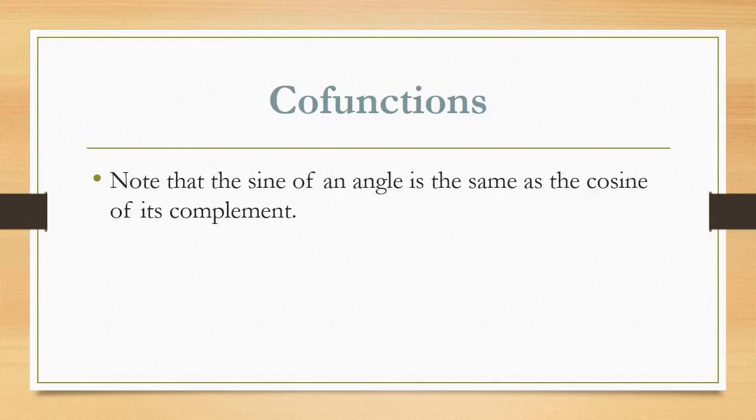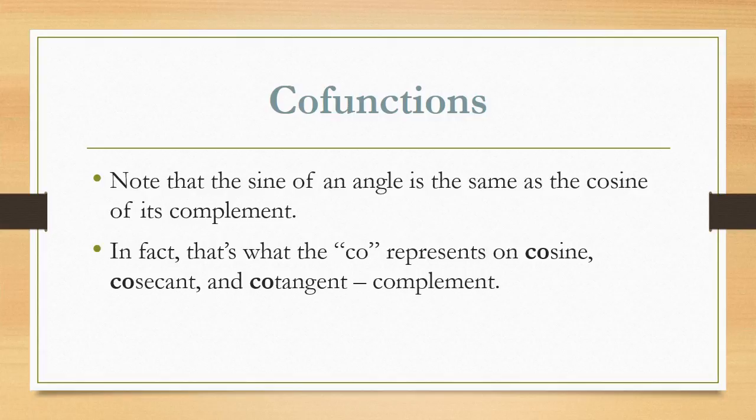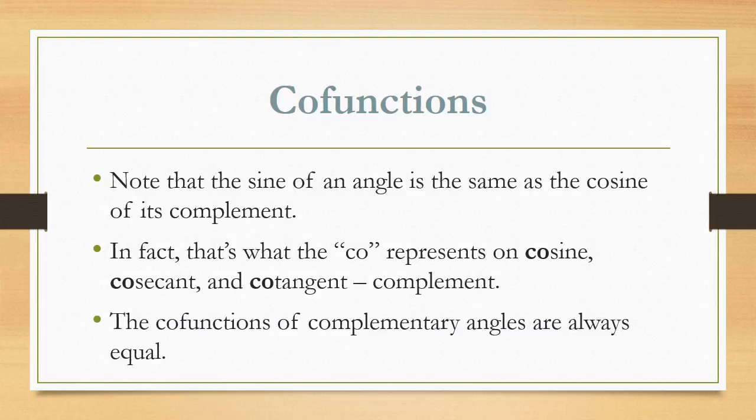Okay, note that the sine of an angle is the same as the cosine of its complement. In other words, the sine of the 60-degree angle is the same as the cosine of the 30-degree angle. The sine of a 10-degree angle is the same as the cosine of an 80-degree angle. And that's why these are called cofunctions. In fact, that's what the co represents in the word cosine, in the word cosecant and cotangent. It's a shortened form of complement. So for sine and cosine, they are the same for complementary angles. The same is true for secant and cosecant and tangent and cotangent. The cofunctions of complementary angles are always equal.